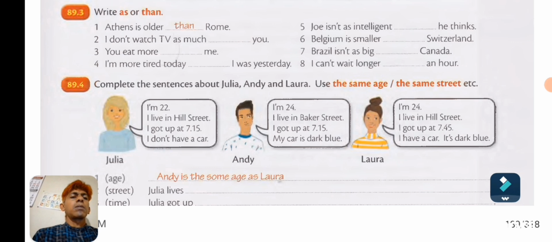6. Belgium is smaller than Switzerland. 7. Brazil isn't as big as Canada. 8. I can't wait longer than an hour.